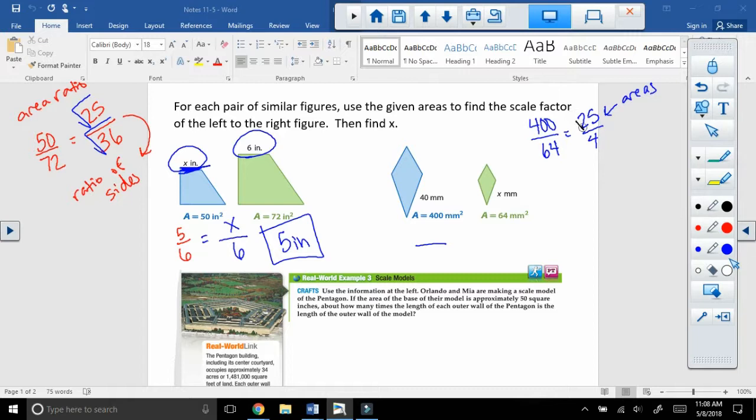When you take the square root of each of those, what's the ratio of the sides? 5 to 2. So the ratio of the sides is 5 to 2. I'm going to put that with the 40 and the x, so that'll be 40 over x. You can cross multiply there. You should get x to be 16, and that'll be millimeters.